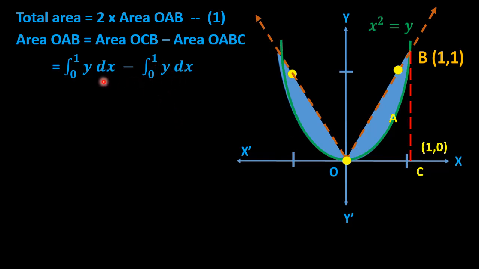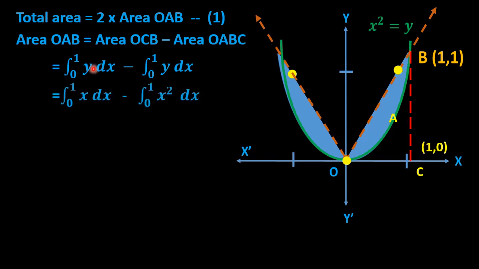Now, as I have already told you, this area OCB is related to the straight line y equals x, and this area OACB is related to the parabola. So for the first, the expression for y we have to take from the equation of the straight line, y equals x, and for the second, we have to take the expression of y from the equation of the parabola. So this thing you have to keep in mind.